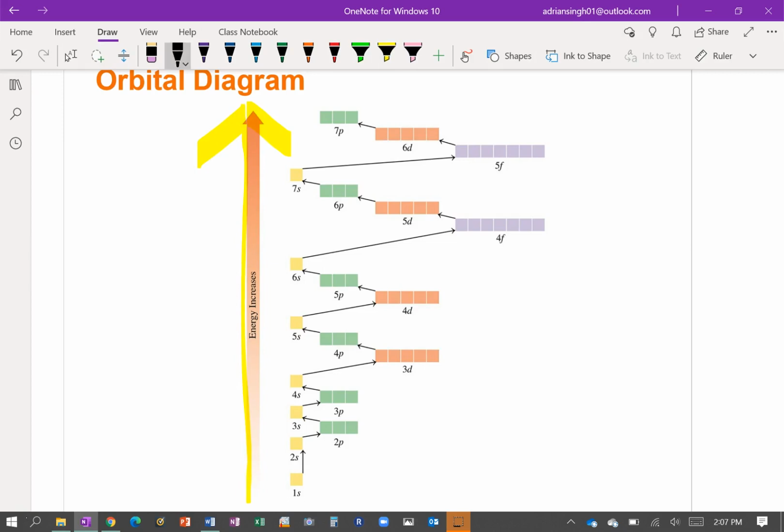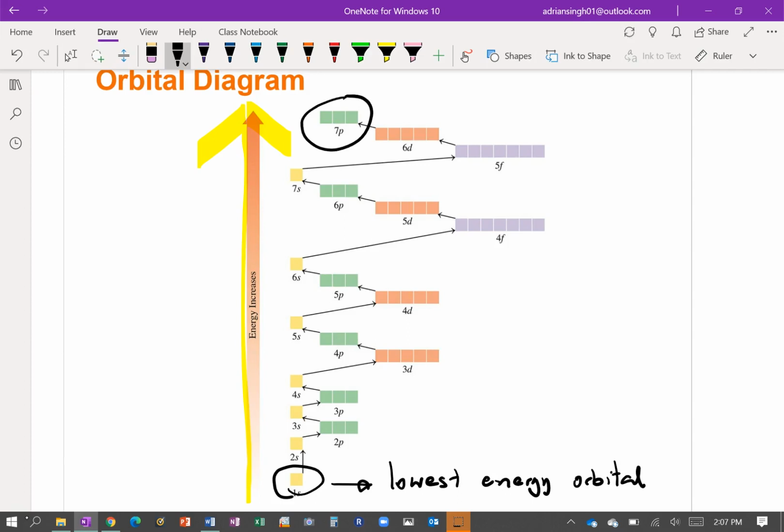So the 1s orbital, which is shown here, is the lowest energy orbital. And then the highest energy orbital would be the 7p. The way in which we're going to fill the electrons in goes according to this diagram. All right, you will notice here that each single box represents an orbital.